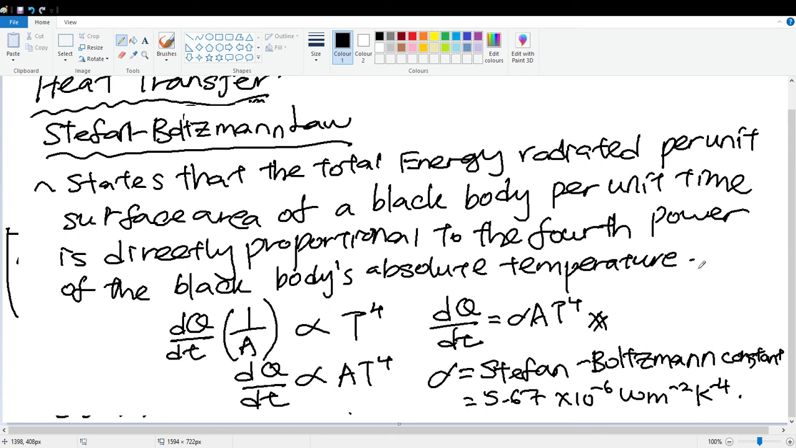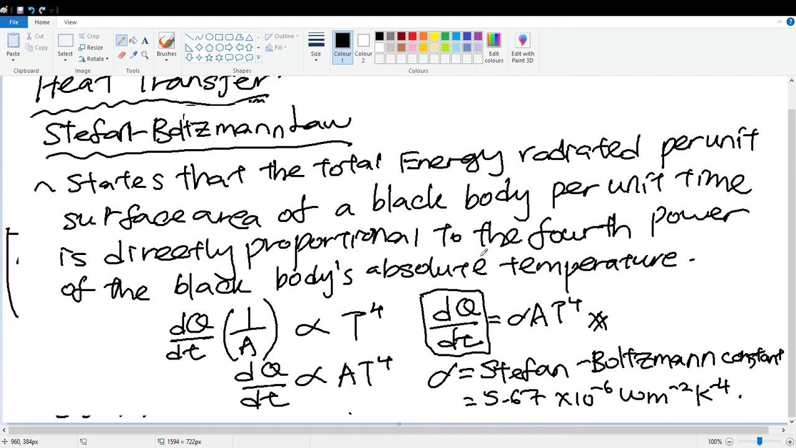So this is for per surface area. What if I move the surface area to the opposite side? What I get is the power radiated, dQ over dt, equals sigma AT^4. Sigma is the Stefan-Boltzmann constant, A is the surface area of the black body, and T is the absolute temperature of the black body. Okay, so this is the definition.